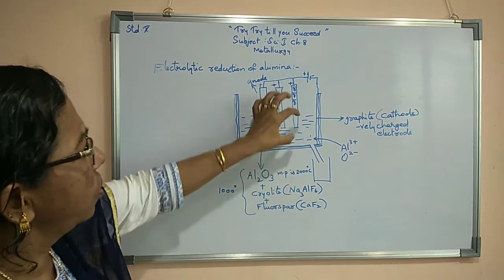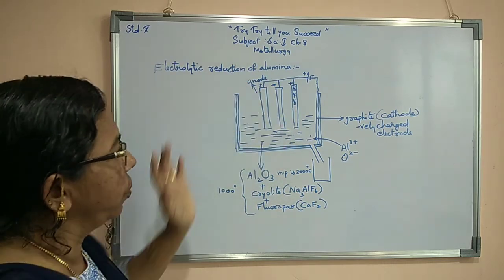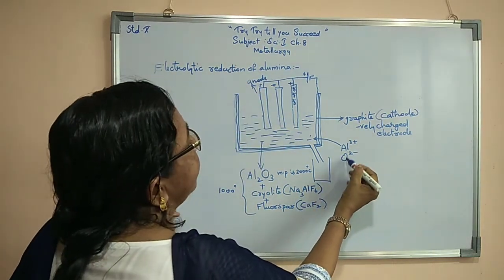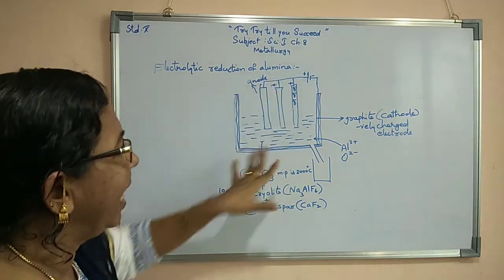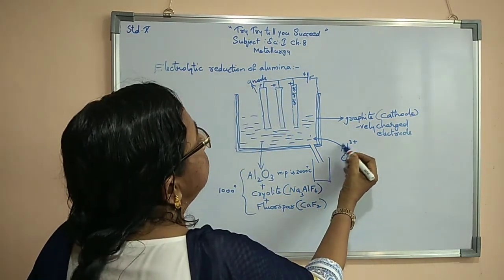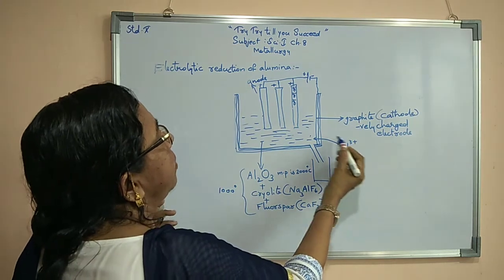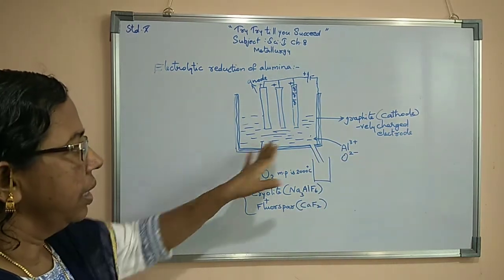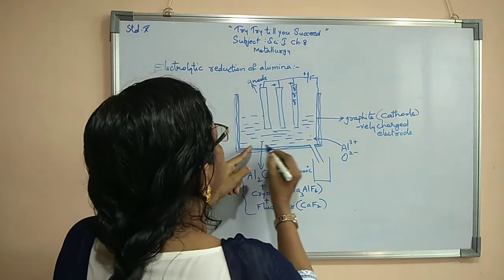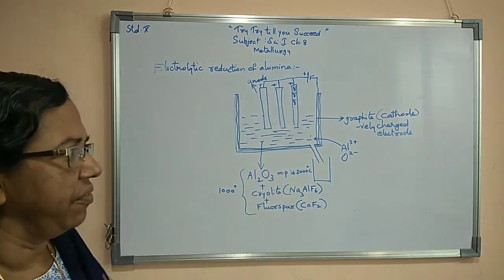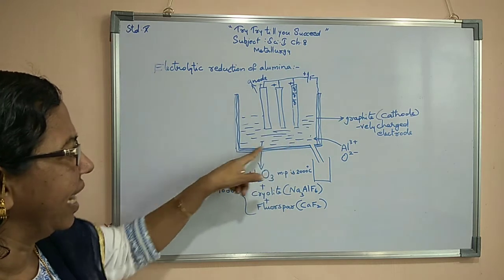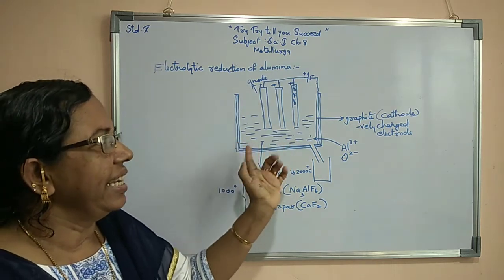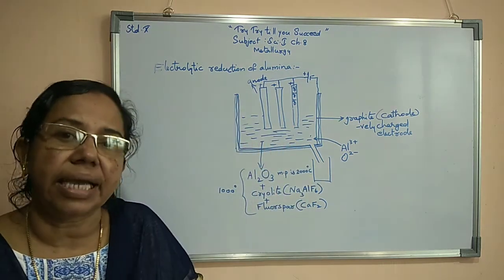Oxide ion will go to the anode. Here the negatively charged ion will go to the positive electrode. Positive electrodes are anodes. Aluminium, which has a positive charge, will go to the cathode. Aluminium is a metal, very heavy, in molten liquid condition, and it will come towards the lining. Which lining? The graphite lining, which is acting as a cathode.